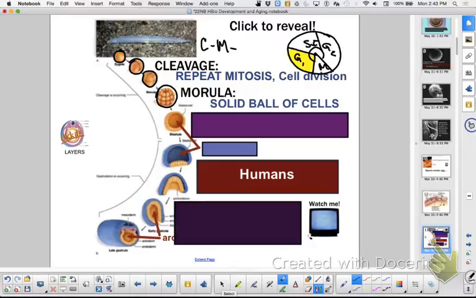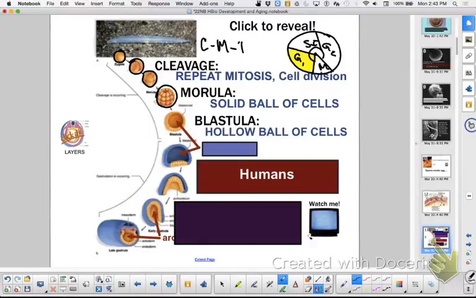Then we pump in what? Salt, and who follows? Water. This way, if water goes into it, we are a blastula. And what is a blastula? A blastula is a hollow ball of cells. What do you call the cavity inside the blastula? The blastula has a blastocoel inside of it.